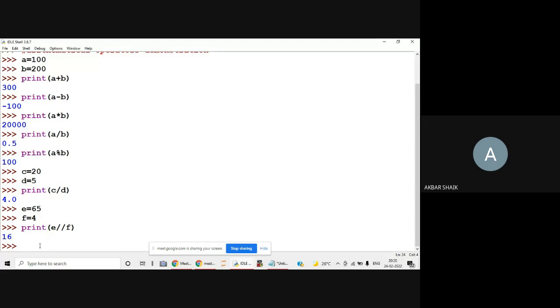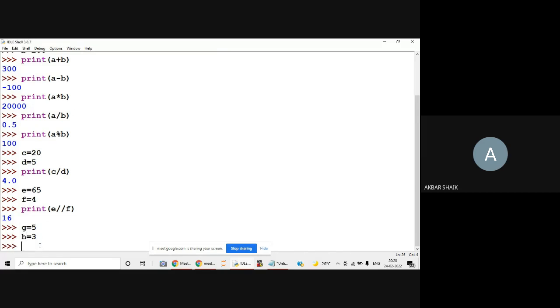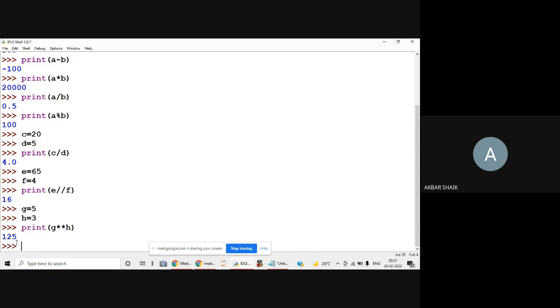Exponential means, for example, G is equal to 5, H is equal to 3. What is exponential? Print of G exponential H. That is nothing but 5 cube. What is 5 cube? 125. 5 to the power of 3 is 125.